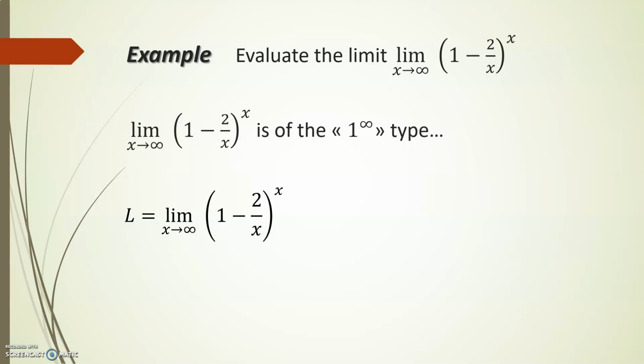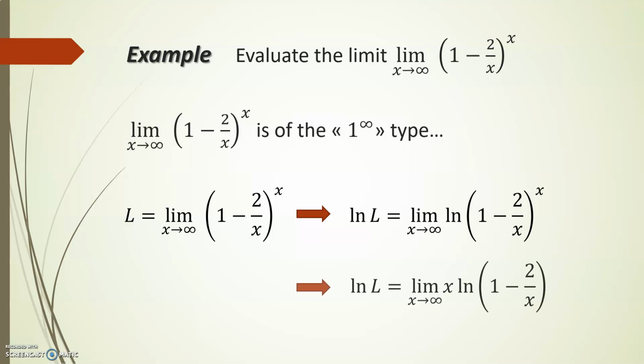So we're going to give this limit a name. I'm going to call it L. L stands for the limit as x goes to infinity of (1 - 2/x)^x. We'll incorporate a logarithm on both sides. ln of L equals the limit as x goes to infinity of ln of (1 - 2/x)^x. Properties of logarithms allow me to convert x, which used to be an exponent, into a multiplier in front of ln.